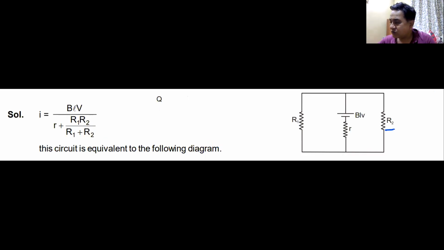R1 and R2, these two resistances are in parallel. Then it is in series. Then you can find the total current. Yes or no? Correctly, yes. You can apply nodal theorem as well. You can find out the current in R1, current in R2, and add those two currents. You will get the current in R. Yes or no, beta? Yes, sir.